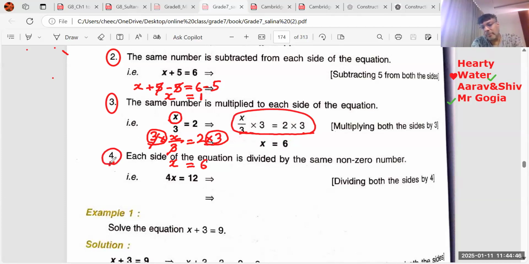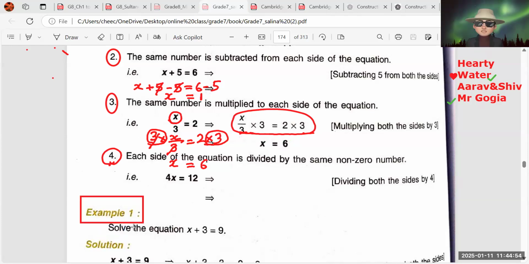Now, fourth question. Give me your answer, Hearty. Send the screenshot. Excuse me, sir? Fourth and example 1. Yes, Arav. Is that 4x? Yes, it's 4x. So is it multiplied or what? Beta, it is 4x. It means 4 multiplied by x.